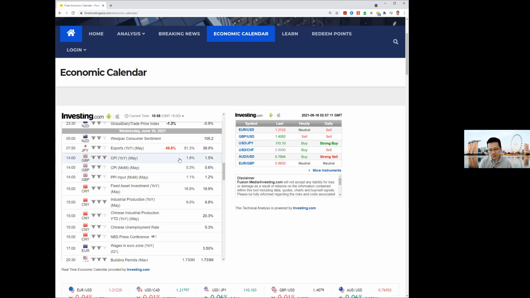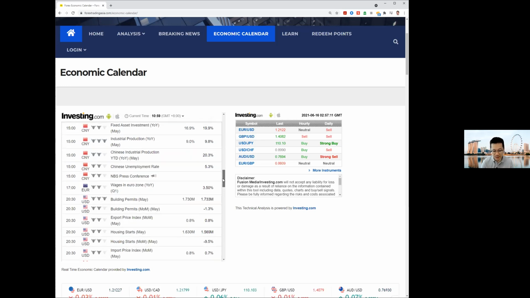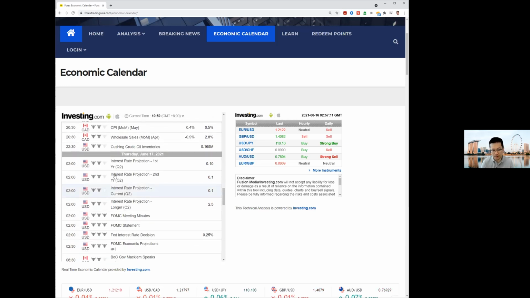With that in mind, the year-on-year CPI number might stay at 1.5%. With the pound dollar in mind, if those numbers come out as 1.5 and 0.1%, don't expect a big move in the pound dollar this afternoon. It also comes back to what's going to happen on Thursday morning at 2 a.m. Singapore time. We have the FOMC meeting minutes, FOMC statement, press conference, and rate decision.